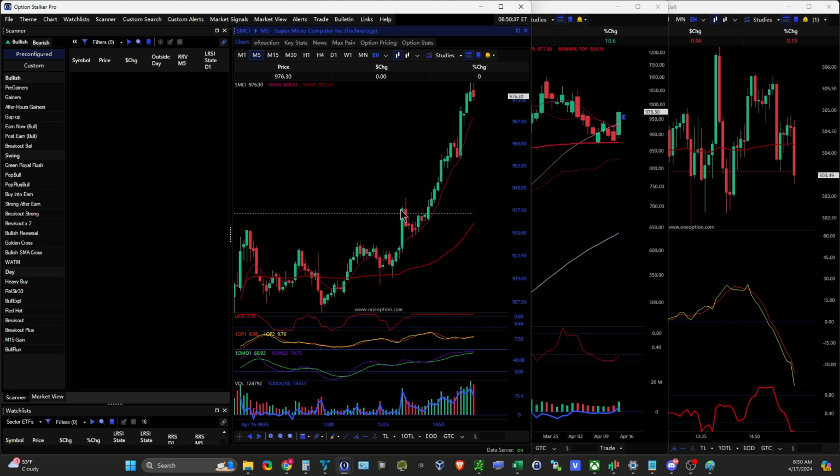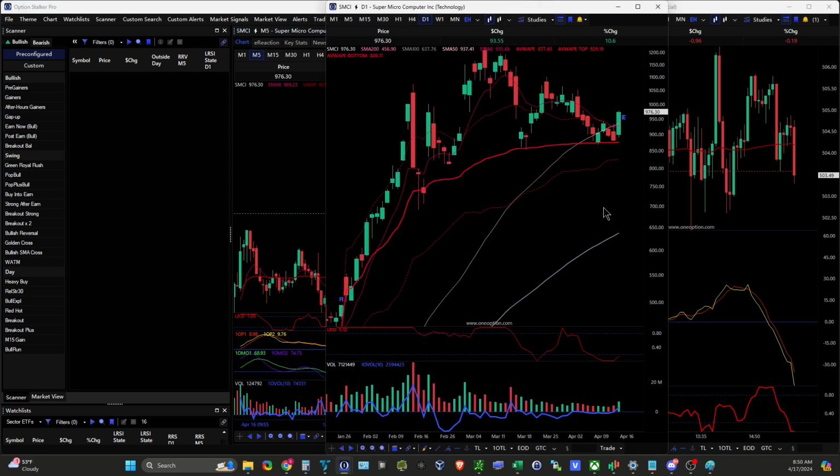Okay. So next we want to talk about volume. Why is volume important? Volume can help tell you a lot about a move. So here we have SMCI. Let's take a look at the volume on the daily chart.